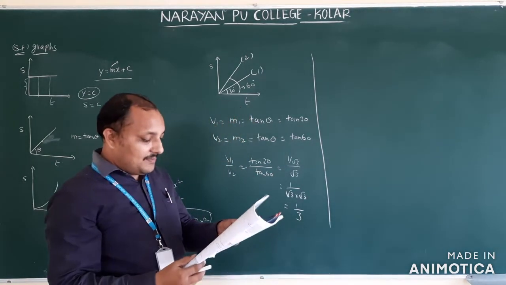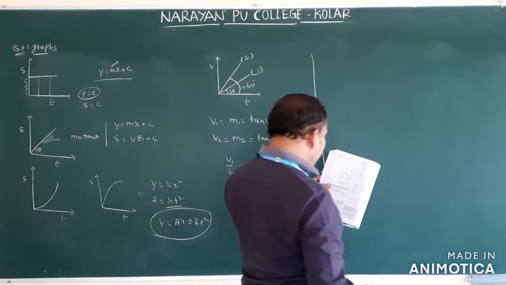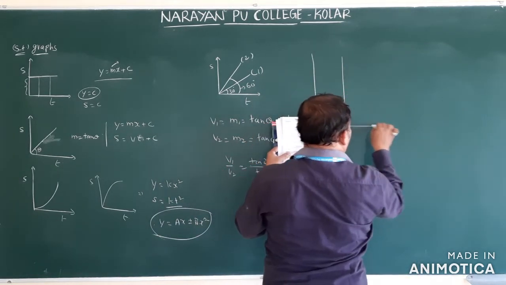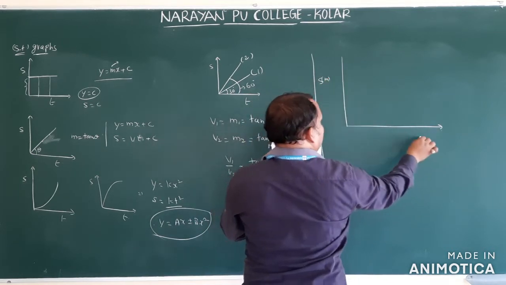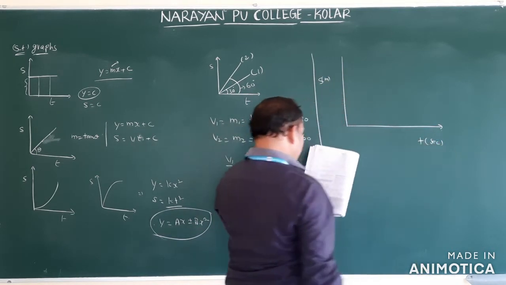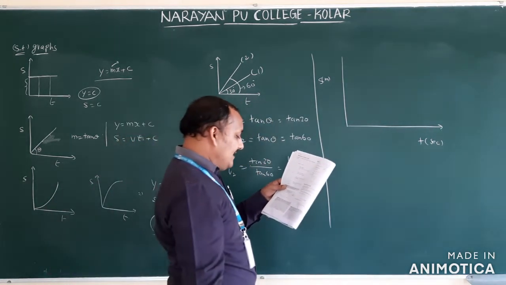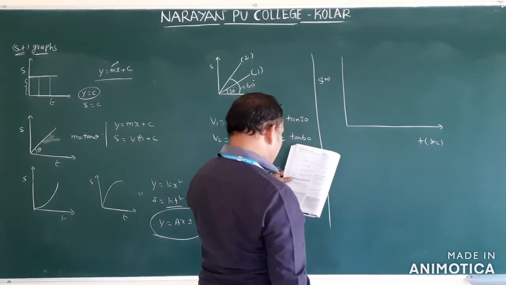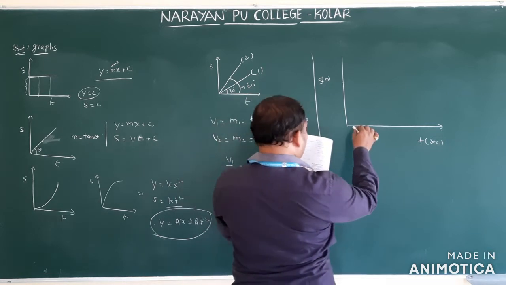Next, example 26. In example 26, for a particle moving in a straight line, the position time graph is given. This is position in meters, time in seconds. The position time graph is given as shown in the diagram. Find the velocity of the particle at time t equal to 1 second and time t equal to 4 seconds. What is the graph nature? Like this they give.